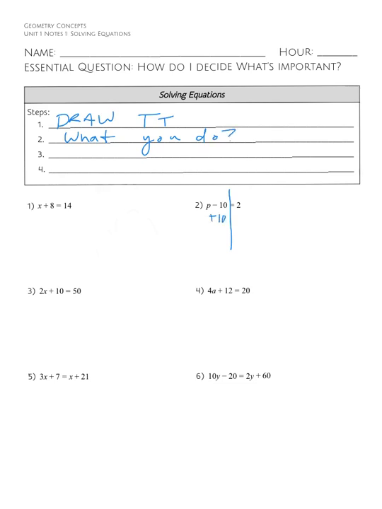So number 2 here, I'm going to add 10 to both sides. One thing to get in the habit of is circling. 10 minus 10 is 0, so that leaves me with P. 2 plus 10 equals 12. And so that's how I try to remember it. A lot of those things are where you're using your opposites.